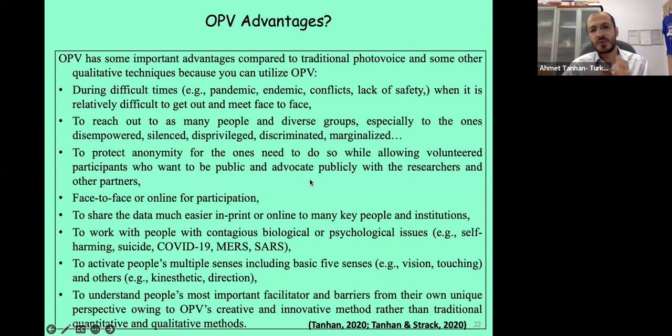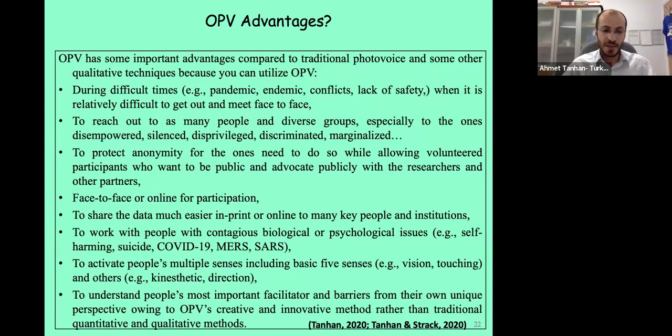OPV advantages compared to traditional Photovoice. I think now you can imagine that you need to go and meet 5 to 8 people and meet again and record their voice and then transcribe and then take the themes. And on the other side, think about OPV. You can go to the community, you can collaborate with all of them.